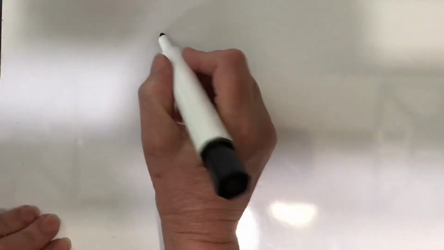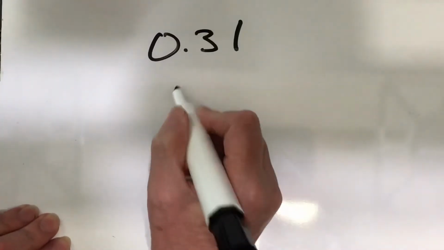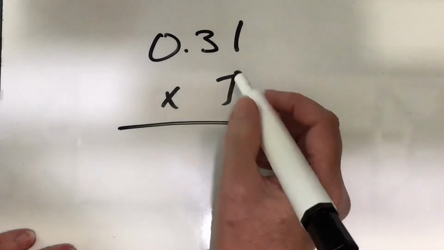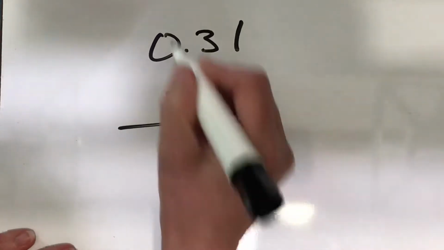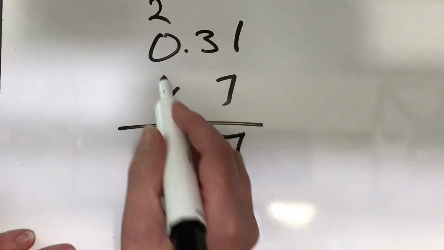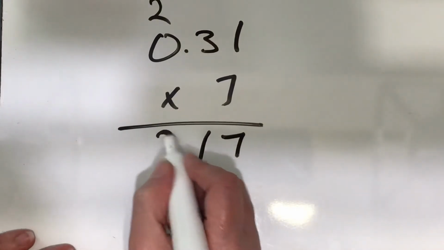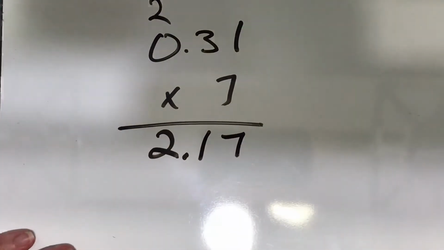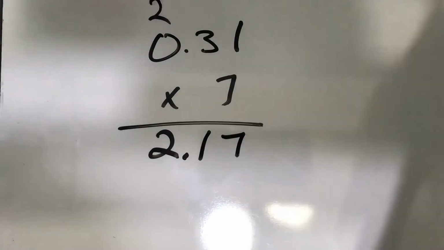Okay, so number 7 is 31/100 times 7. So I multiplied just like it's whole numbers, just like I multiplied 7 times 31. So 7 times 1 is 7, 7 times 3 is 21, 7 times 0 is 0, plus 2 is 2. And then I have two digits after the decimal point, so 2 17/100.